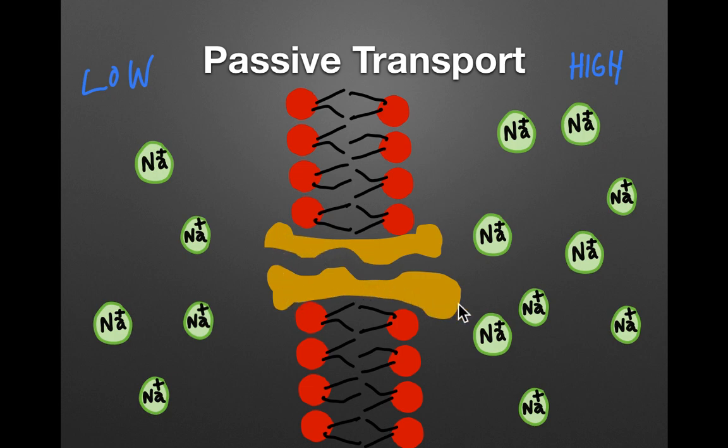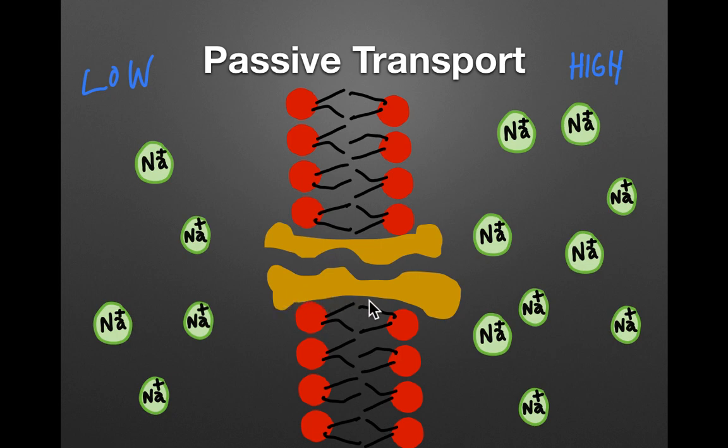And this again is a type of passive transport. It does not require energy, but because we're utilizing a protein to do this, the protein is helping. We call that in biology facilitated diffusion. So this is again simple diffusion, but it's happening with the help of a protein. So simple diffusion is through the membrane, and facilitated diffusion is through a protein.